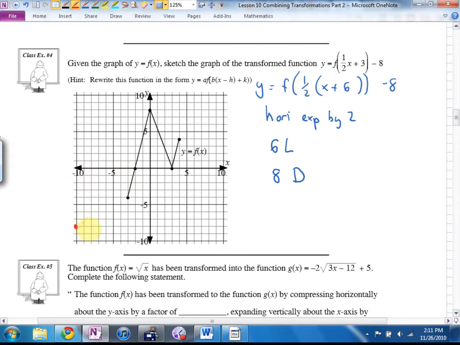What's the next one I'm going to do? That guy. Horizontal expansion by 2. That's a trick question. Ain't going to go anywhere. 6 left. Right there, -6. 8 down. Oh, it was 8 high to begin with. 8 down is going to be, hey, this is my new x-intercept.